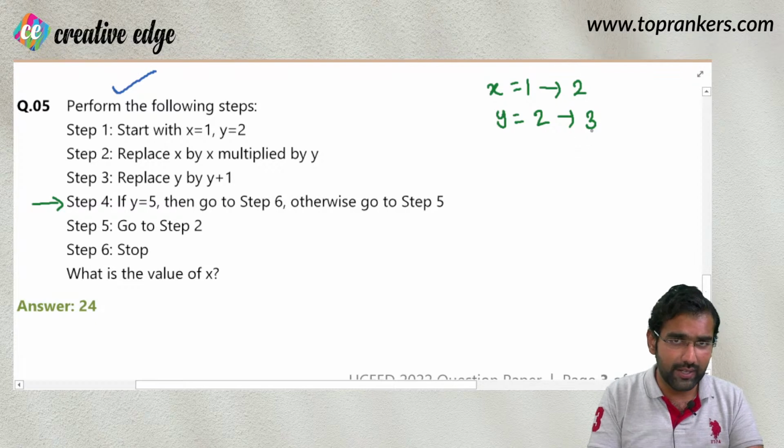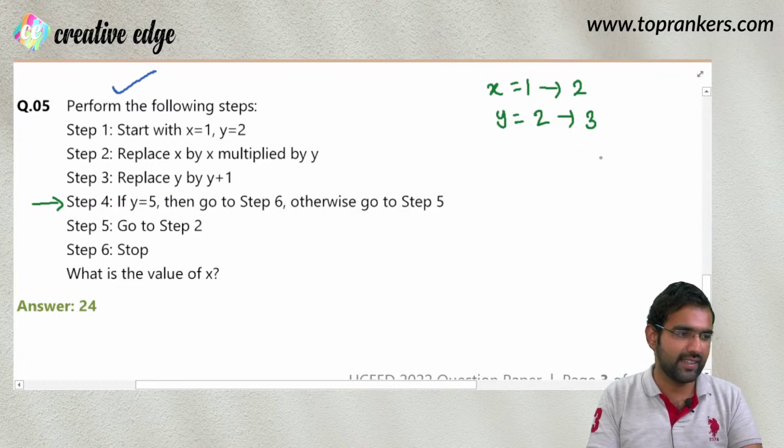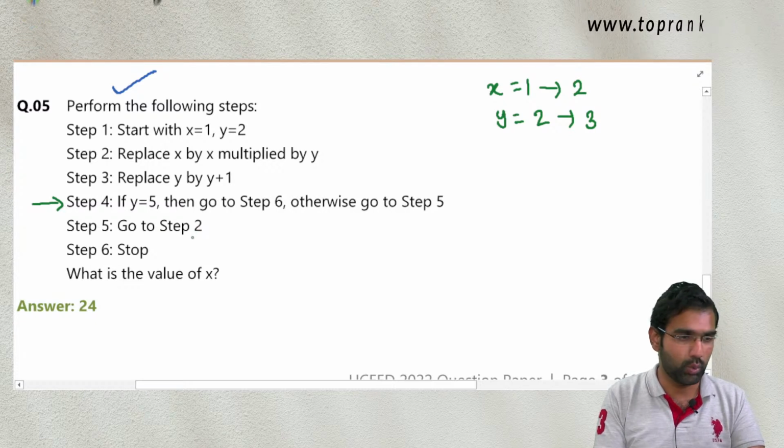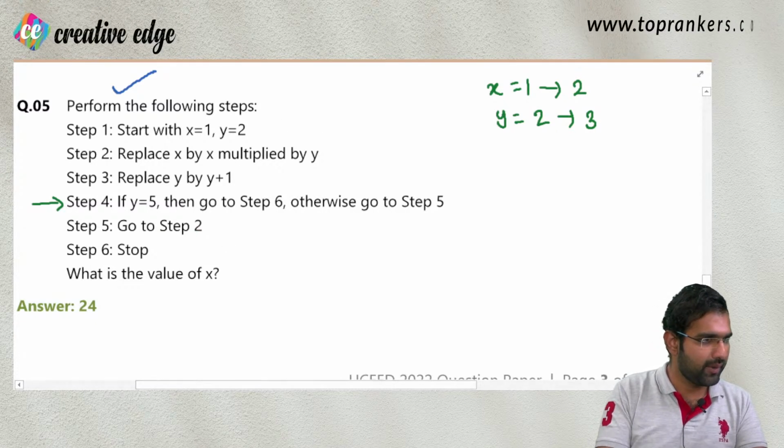Clearly, y is 3 right now. And if y is 3 right now, shall I say I need not go to step 6? I will be going to step 5. Now, step 5 says go to step 2. Now, if I go to step 2, what am I asked to do here?